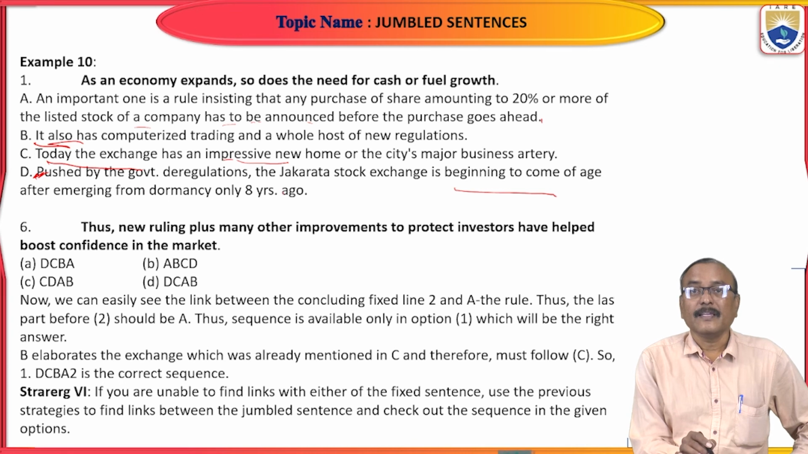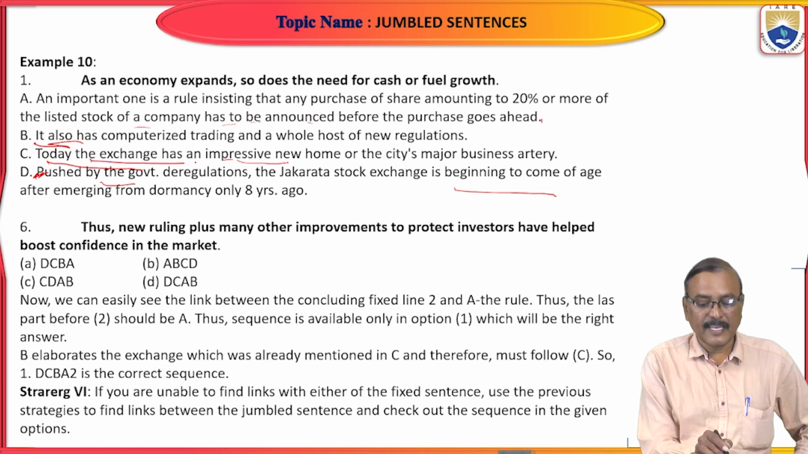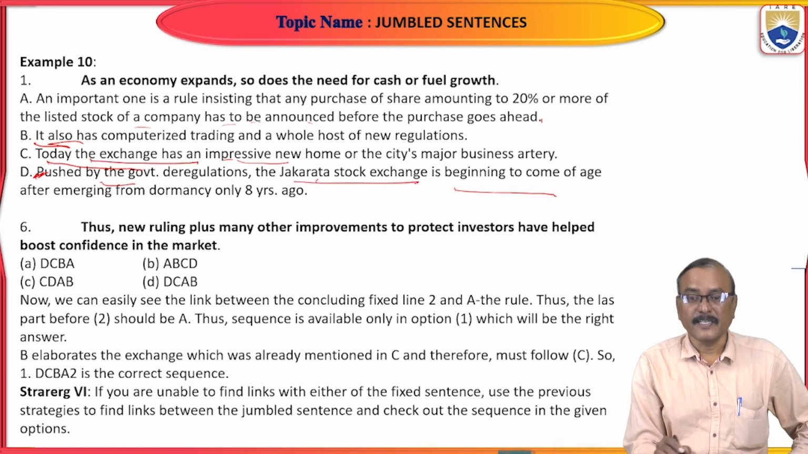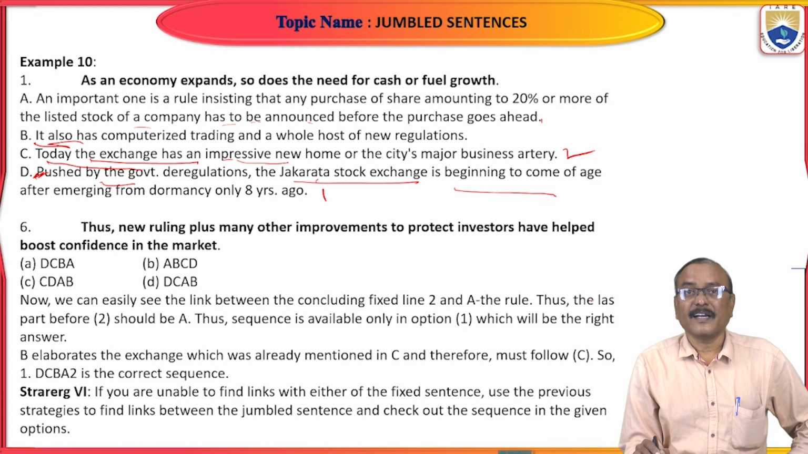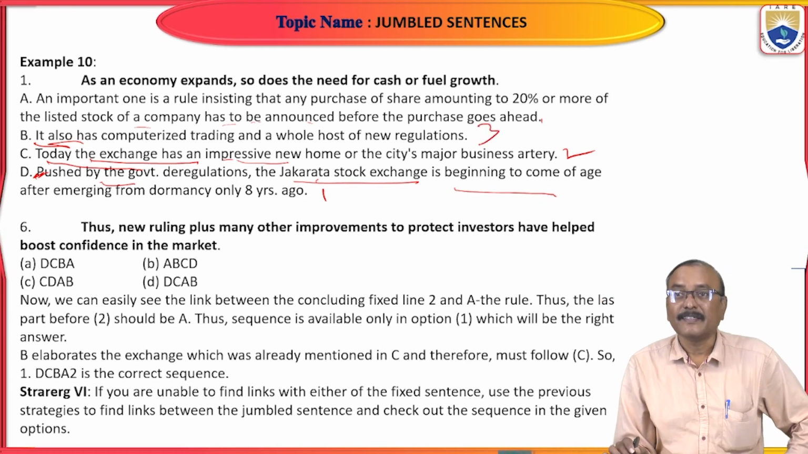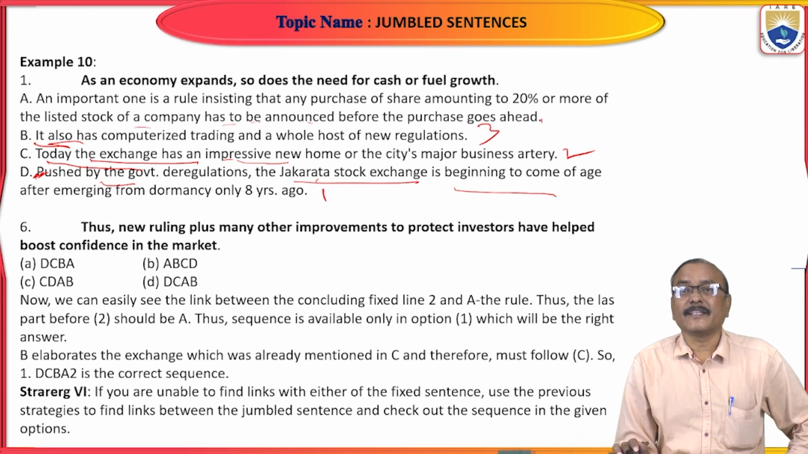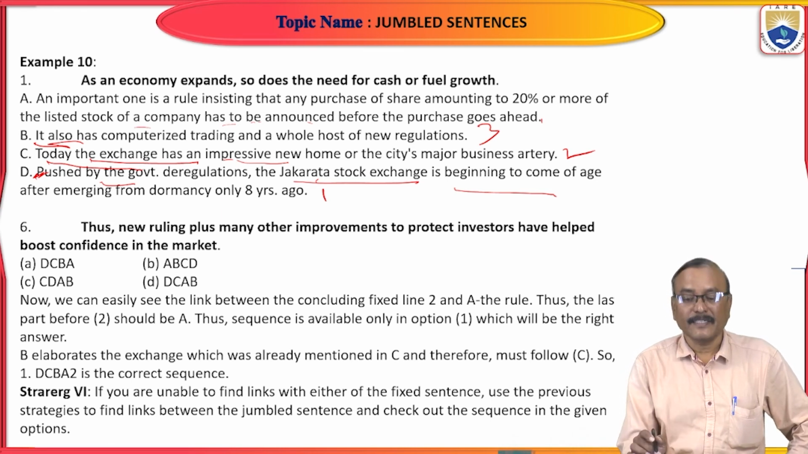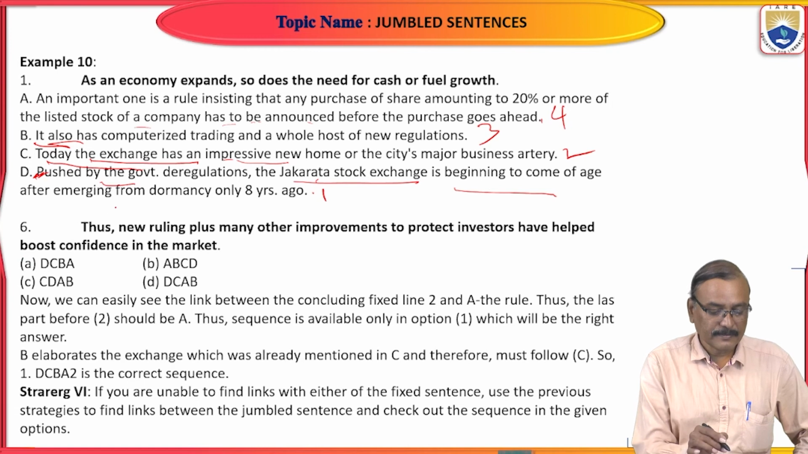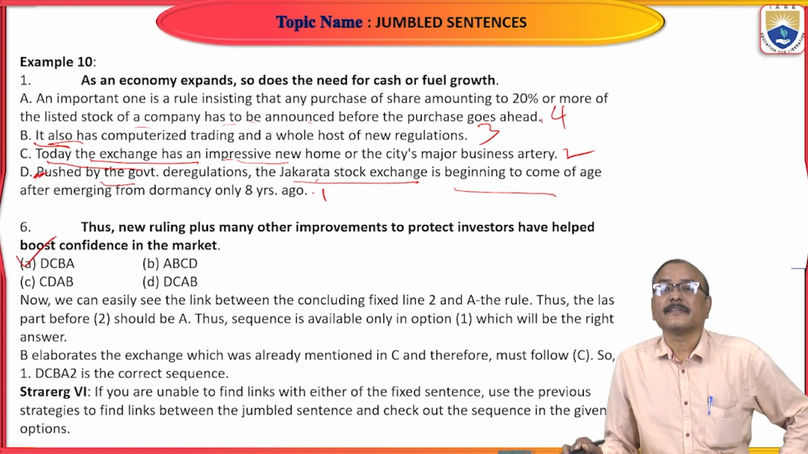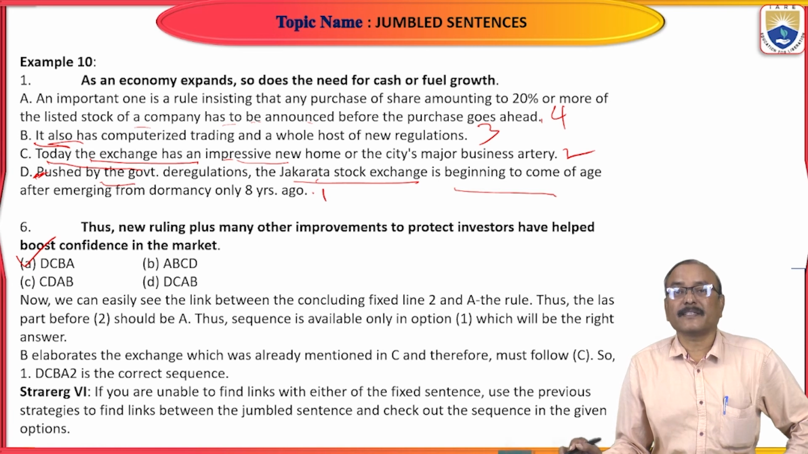Then, here, today the exchange has an impressive new home. The exchange means Jakarta Stock Exchange. So here D is the first sentence and C is the second sentence. D, C. Right? It also, this is the third sentence. It means the exchange only has computerized trading, right? And then A. So D, C, B, A. So option A is correct.